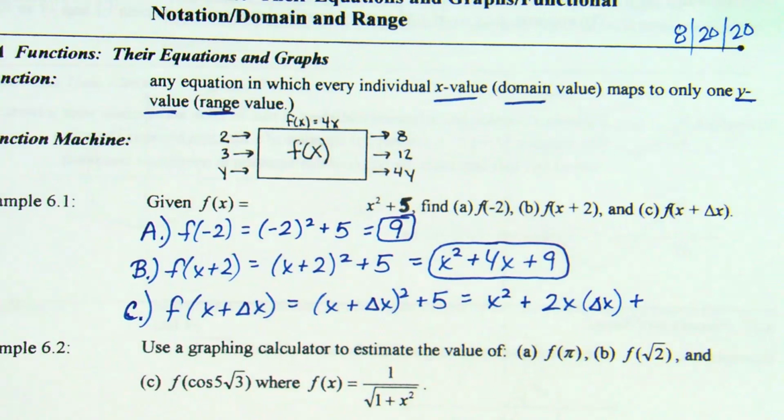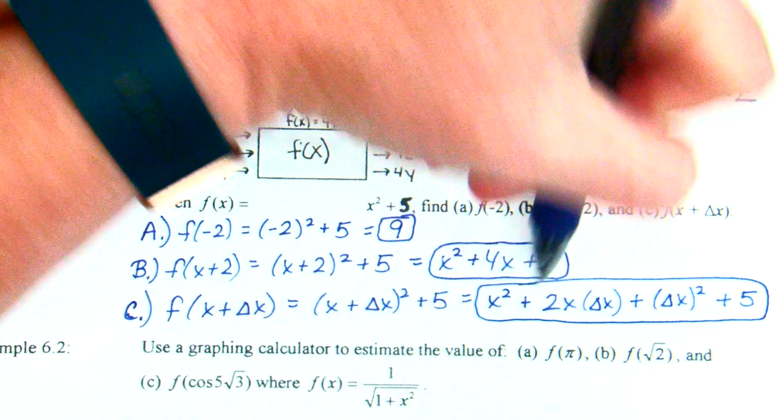Plus, what's last then for the foiling? Delta x times delta x, which is the quantity delta x squared. I wrote it with parentheses because you want to make sure it's that whole delta x squared. And then don't forget, what else do I still need to include? Plus 5. Does anything clean up more than that? Unfortunately, no.